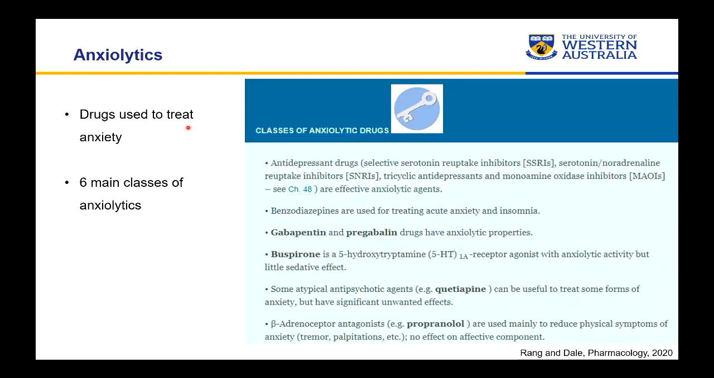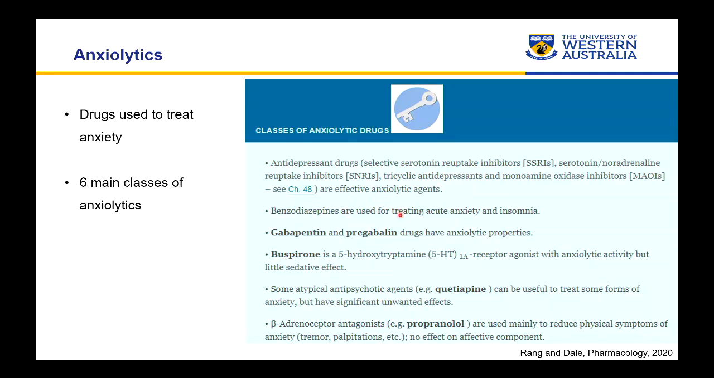So what are anxiolytics? Well, these are drugs that, broadly speaking, are used to treat anxiety. And there's a variety of different classes of anxiolytics. I've got them listed here. So a lot of antidepressants. We talked about selective serotonin reuptake inhibitors, tricyclic antidepressants, monoamine oxidase inhibitors. These also have an anti-anxiety effect. So this goes to show you the comorbidity between depression and anxiety. They work on some of the same systems and brain regions.